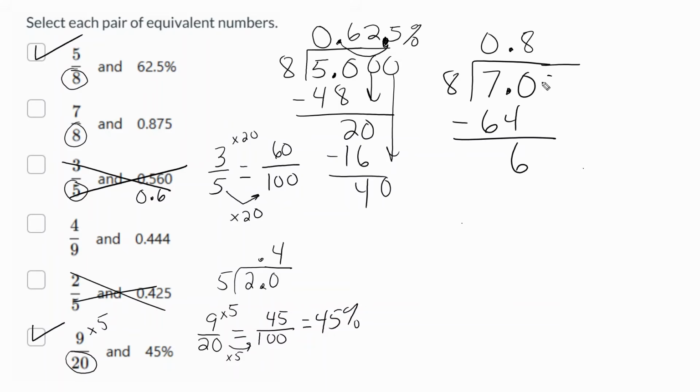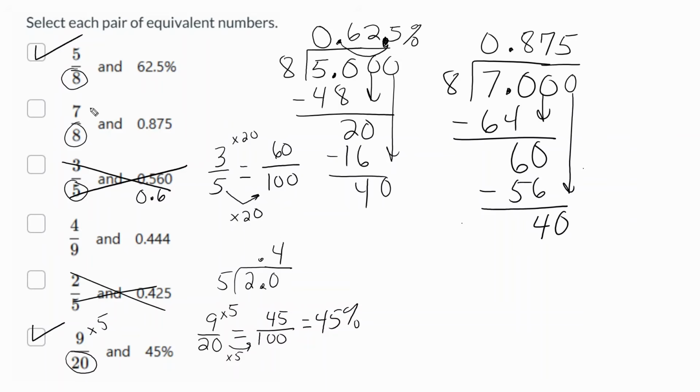So we add a 0, bring it down. 8 times 8 is too big. That's 64. So we do 8 times 7, which is 56. We subtract and we get 4 because 56 is 4 away from 60. We add a 0, bring it down, and 8 goes into 40 5 times. So we have confirmed that 7 out of 8 is in fact equal to 0.875, which is read as 875 thousandths. So those are equivalent to each other.